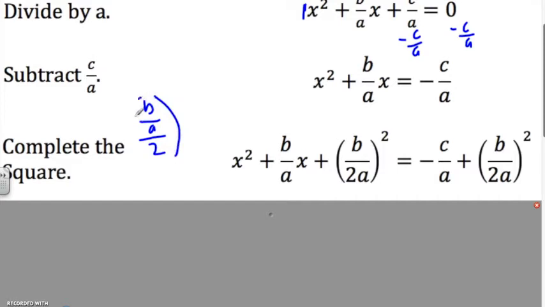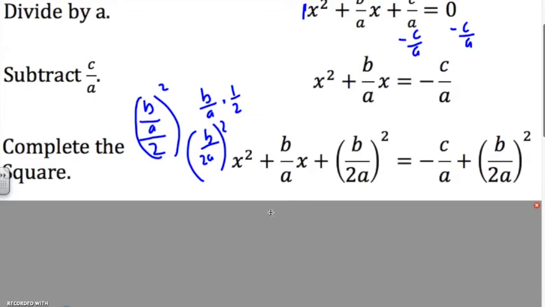Now, we don't like fractions nested in fractions, so b over a over 2 is the same thing as b over a times 1 over 2, which would give us the b over 2a that you are seeing here. Remember, it has to be squared, and we have to add it to both sides. This is just going through the process of completing the square.